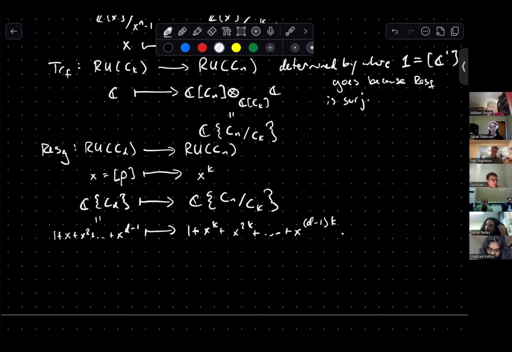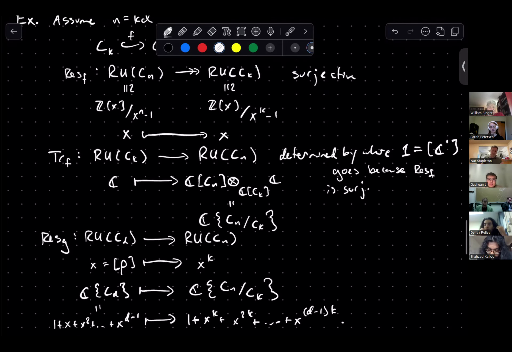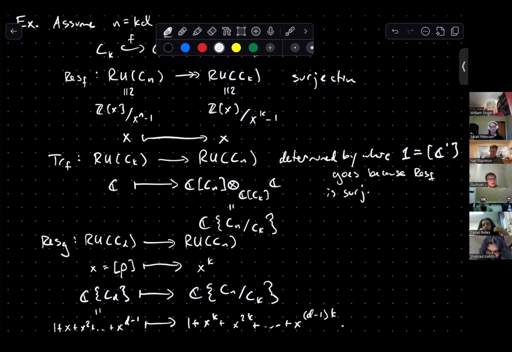So by messing around with this example, not only did we hopefully get a feel for what the restriction and transfer maps are doing a little bit more, but we also were able to figure out some more permutation representations inside of the representation ring of Cn. Okay, does this example make sense? I kind of got the whole thing on the screen here.